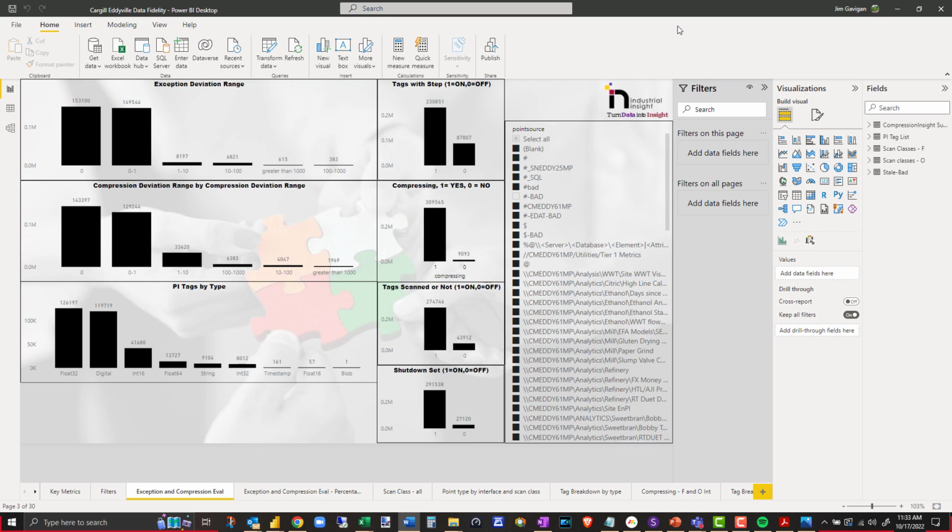So it's a pretty interesting set of tools that we can use. But that's what data fidelity means to us: actually getting good data into the PI system that actually matches what's going on in the process.